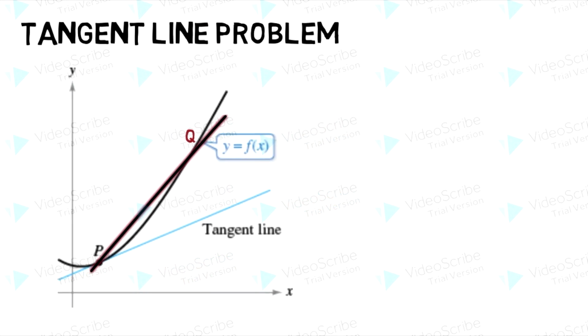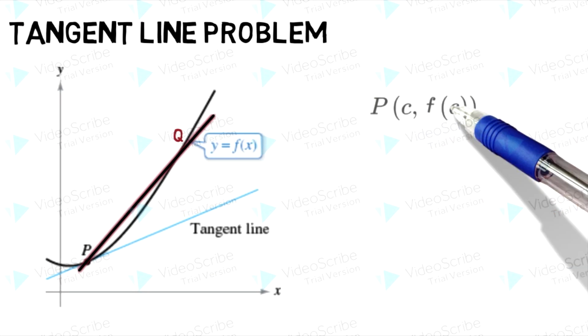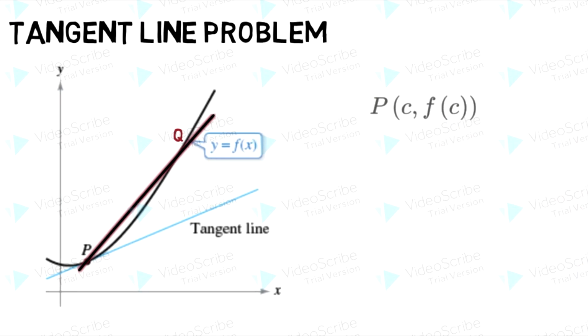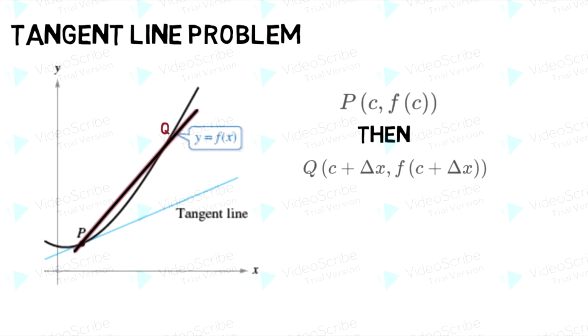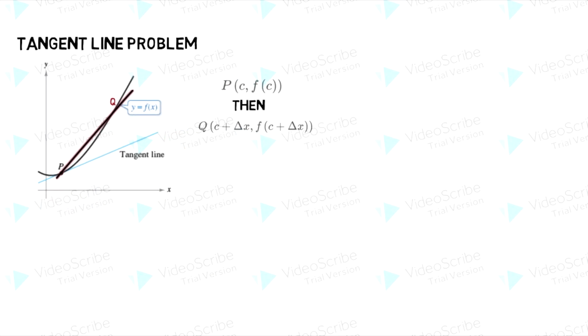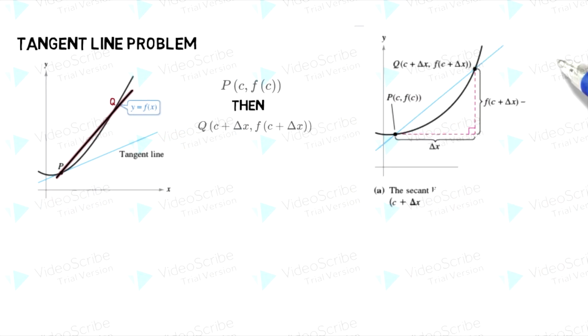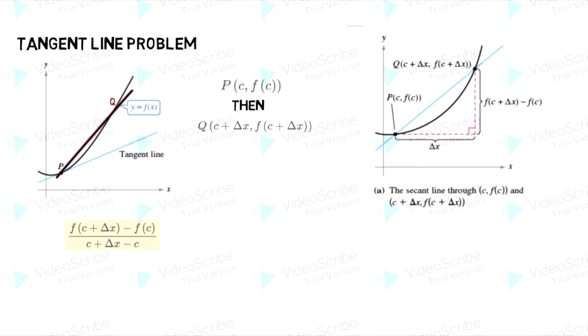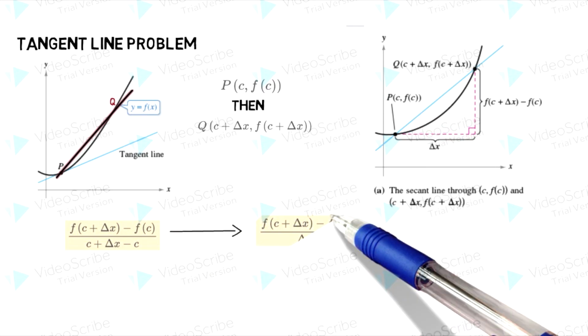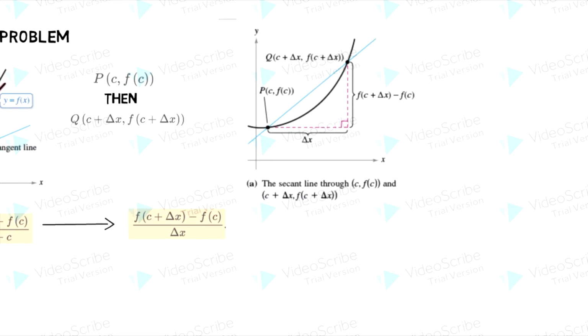So if P was equal to C, comma, f of C, then that means Q would be equal to C plus delta x, comma, f of C plus delta x. Then, using the slope formula that we addressed earlier, the slope of that line would be this right here. F of C plus delta x minus f of C all over C plus delta x minus C. And this will simplify to this once the C's cancel out.